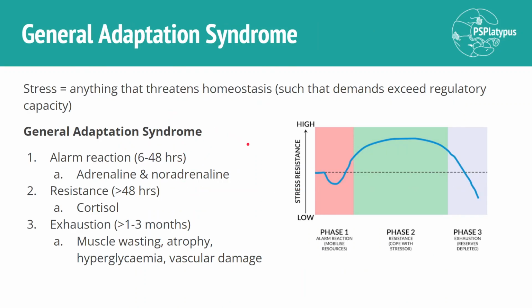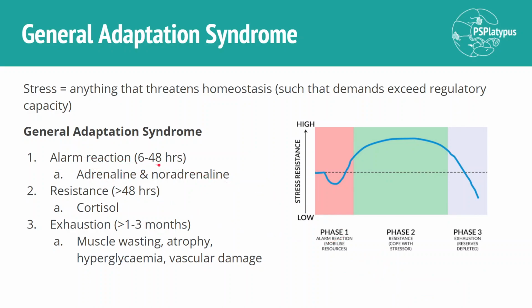A nice way to tie all this stuff together is through a syndrome called general adaptation syndrome. When the body undergoes a lot of stress, we use what the medulla produces, adrenaline, and we use what the cortex produces, cortisol, to help the body return to homeostasis or help the body adapt to the stressor. Now, there are three broad phases to chronic stress. And the first phase is alarm reaction.